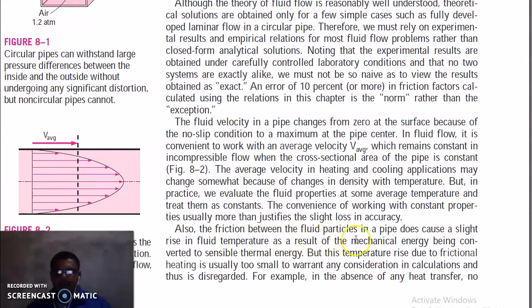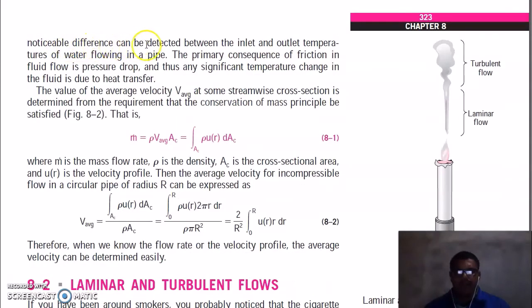The friction between fluid particles in a pipe does cause a slight rise in fluid temperature as a result of mechanical energy being converted to sensible thermal energy. But the temperature rise due to frictional heating is usually too small, and in the absence of any heat transfer, no noticeable difference can be detected between inlet and outlet temperature of the water from the pipe. The primary concern of friction in fluid flow is pressure drop, and any significant temperature change in the fluid is due to heat transfer.